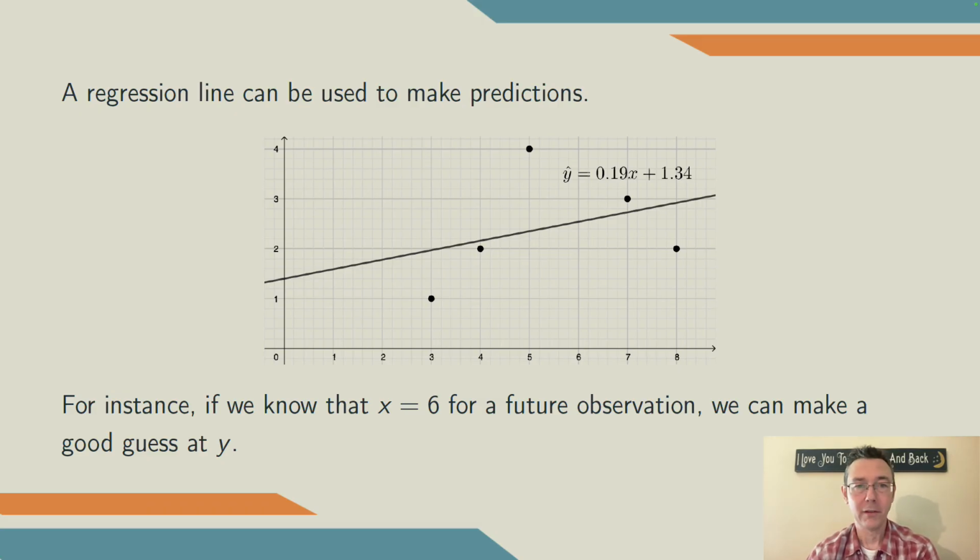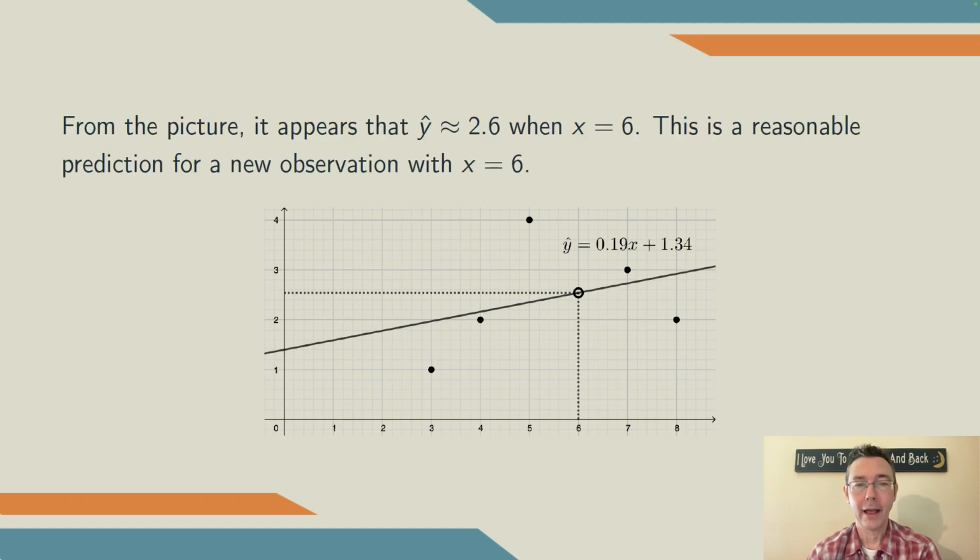Here's an example. It's a very simple data set with 5 points. I've got the line of best fit here, y equals 0.19x plus 1.34. And I'm thinking about a future observation that has a value of x equals 6 and trying to guess what the y value will be. In this case, I go over to x equals 6 and I go up to the line and I see that the y value there is about 2.6. So this is going to be my estimate for the y value for a new observation with x equals 6.